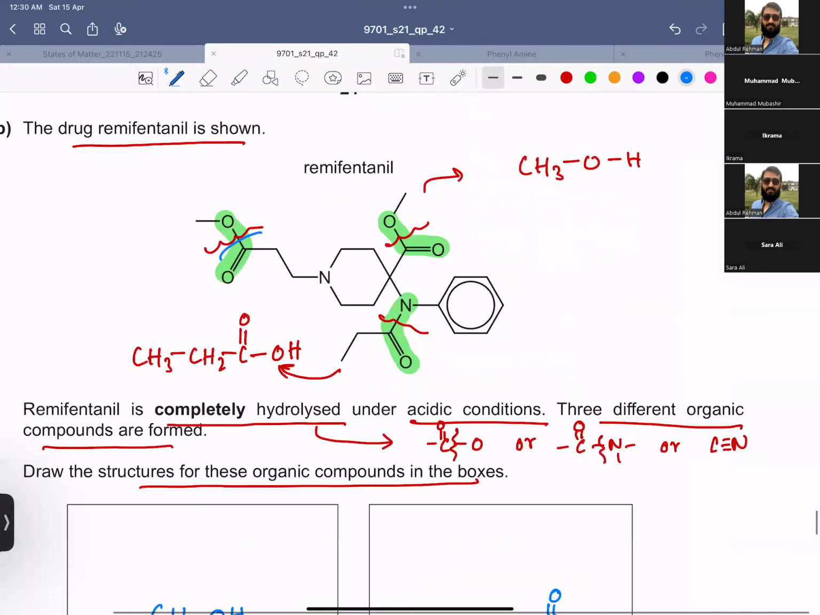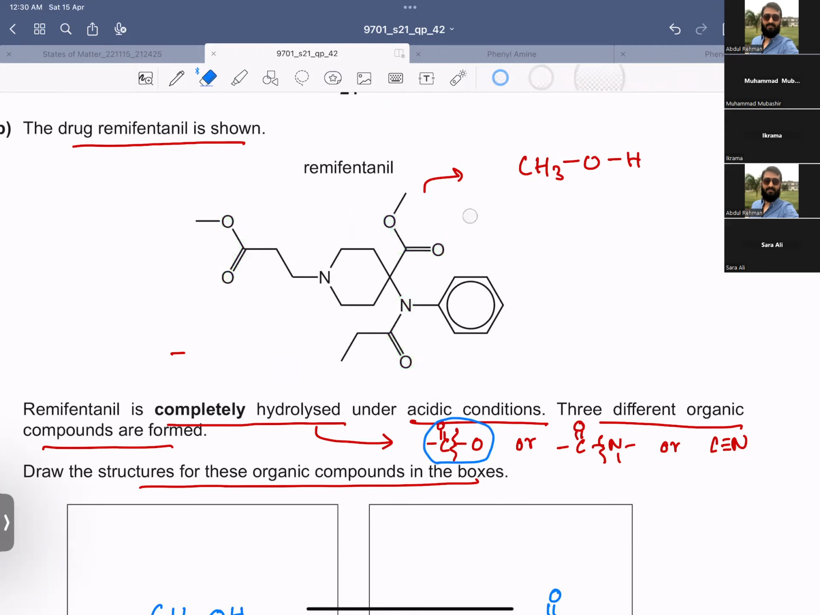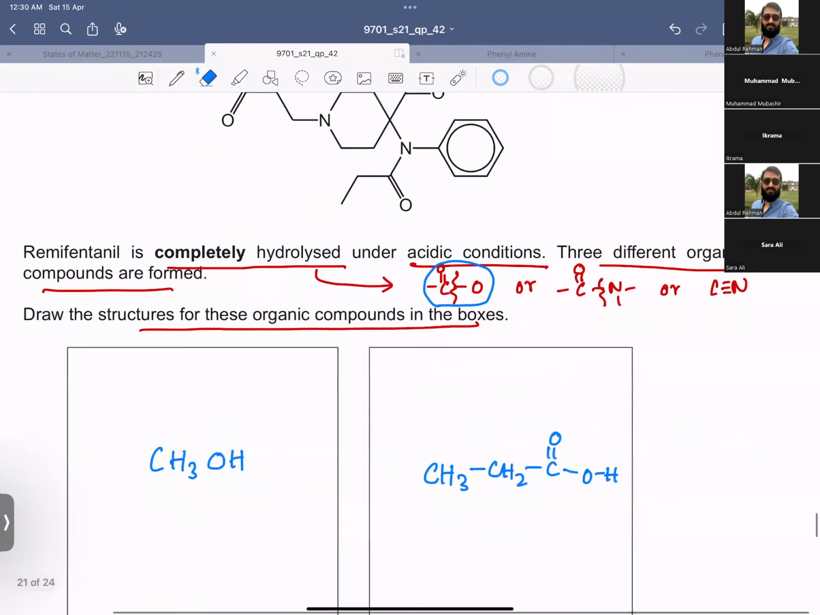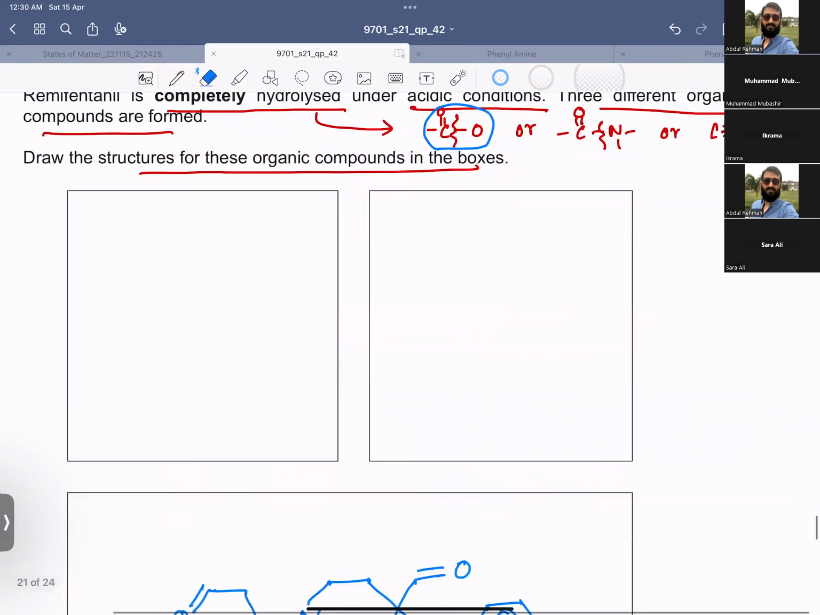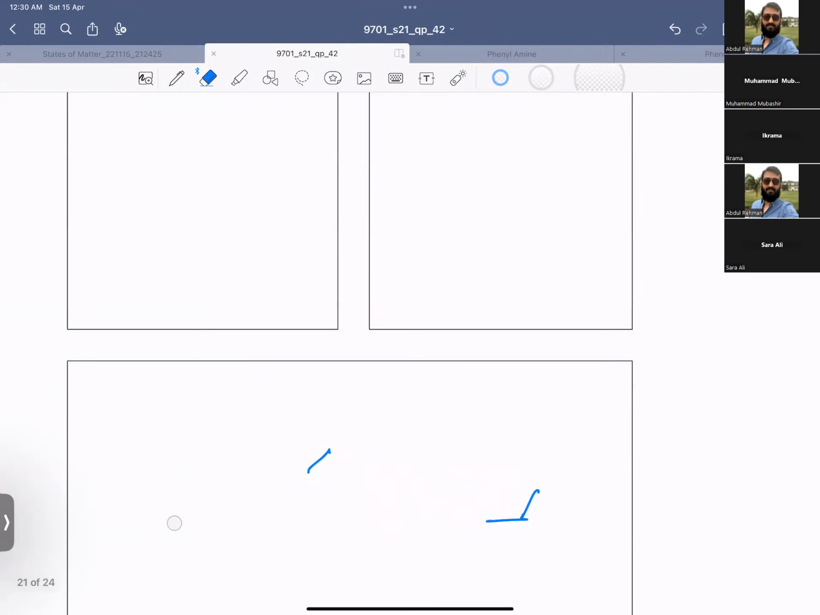So when we hydrolyze it, on hydrolysis, the ester link is broken down. Okay, let me explain this. I don't know whether you guys understood this or not. Okay. Now is it showing to everyone properly?